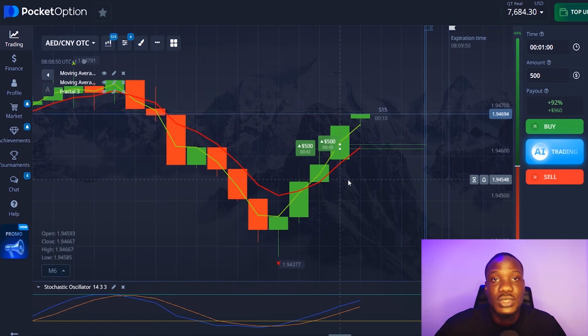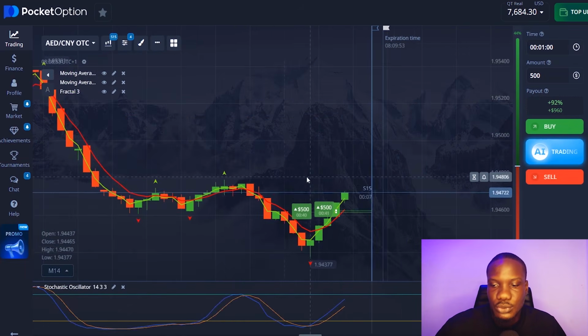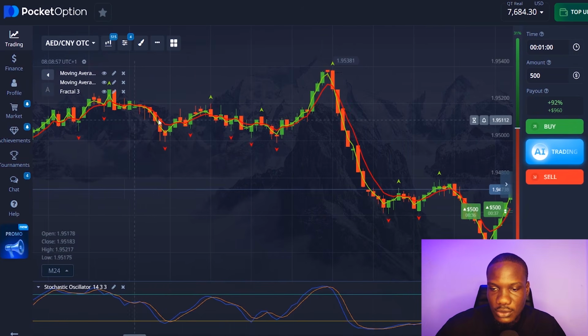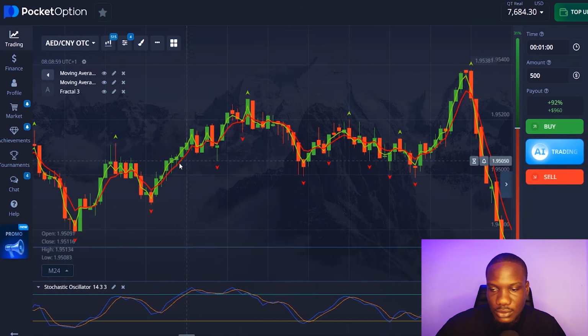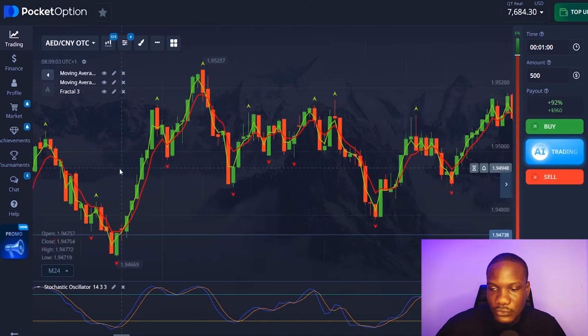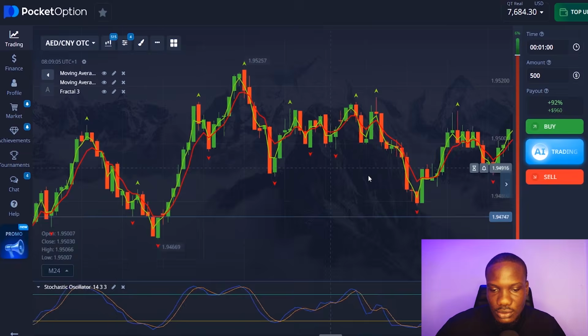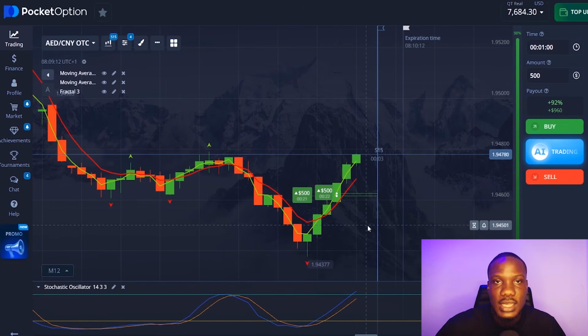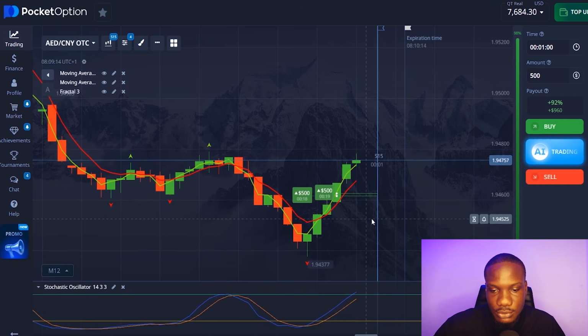So I always make use of this strategy anytime the market is stable. In a situation whereby I have choppy candlesticks or a consolidated movement, I don't go into the market. Or a situation whereby there are a lot of shooting candles, I don't make use of this strategy. I always use this strategy anytime the market is stable.